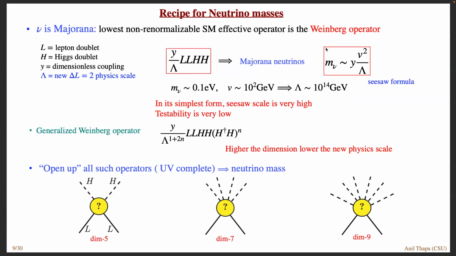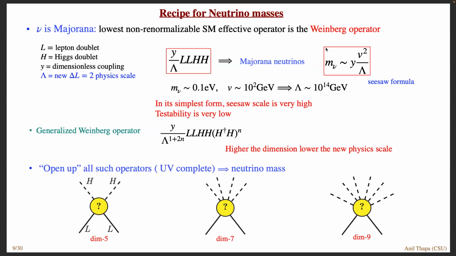In the simplest form, after spontaneous symmetry breaking, when H gets the vacuum expectation value, the neutrino mass is given by Y times v squared over lambda. v is of order 100 GeV, to be precise, 246. If the Yukawa is order 1 and the neutrino mass is 0.1 electron volt, that implies this new scale is around 10^14 GeV. Of course, there are tweaks you can do, but in the simplest form, the seesaw scale is very, very high. So the testability is very low.